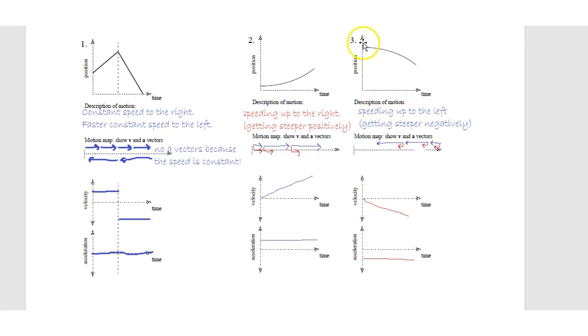Number 3, we are speeding up to the left. Since we are speeding up to the left, my arrows have to point to the left and they have to get bigger, and when you speed up, your acceleration goes in the same direction, so I also have acceleration vectors pointing to the left. Now, when you speed up, you have to go away from 0. Since we're speeding up in a negative direction, I need my velocity line to go away from 0 or get more negative over time. Acceleration, this is a negative slope, so we're going to have a negative acceleration.